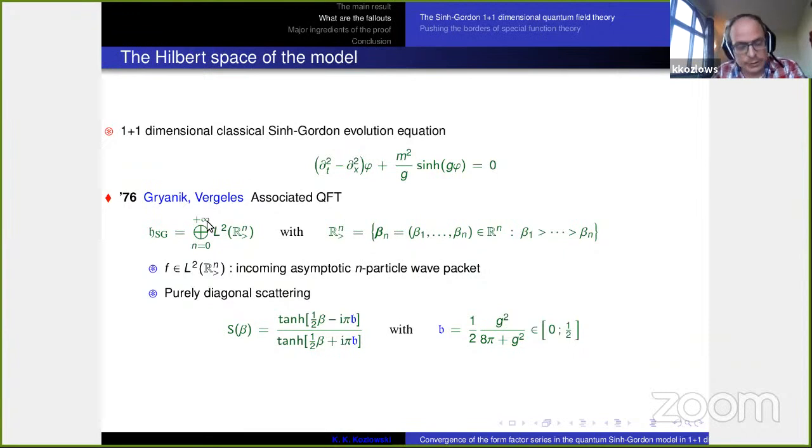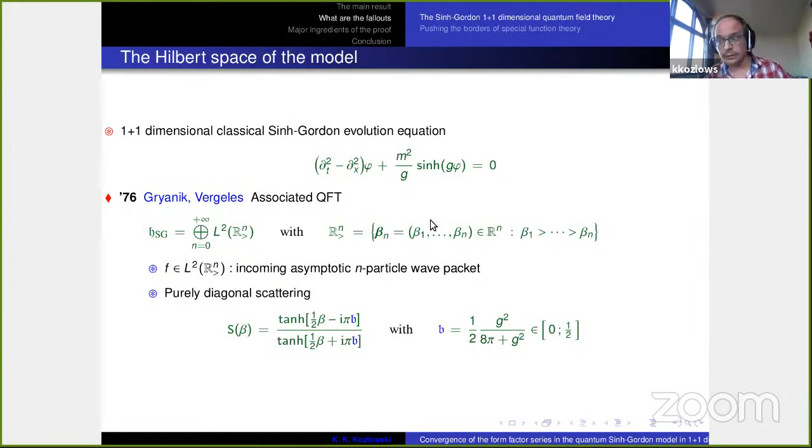So then with this you associate the Hilbert space of the model as a Fock space, so direct sum of L² spaces of ordered R^n, so with variables β1 greater than β2 up to βn. You can think of elements of this L² of R^n as containing incoming asymptotic wave packets in the theory. And Gryanik and Vergeles proposed the following form for the S matrix.